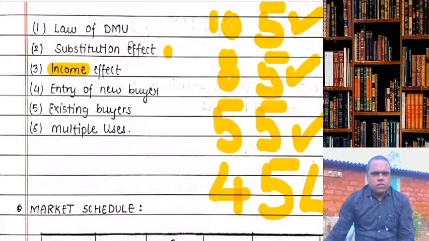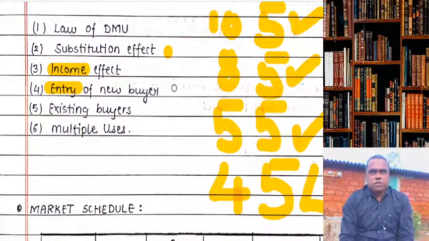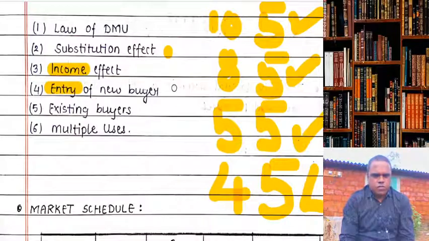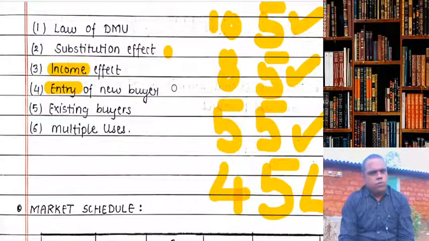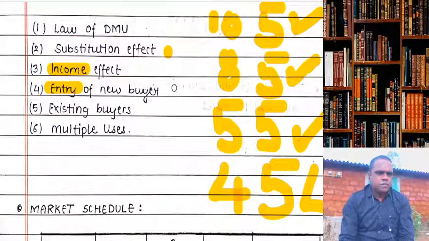Then the next reason, children, why the law of demand works is the entry of new buyers. Children, just now I was giving an example of internet. People who had never even thought about the internet, today such people are using the internet. Why? Because it has become cheap. There was a time, children, when the mobiles used to be very costly. And the call rate, do you know, was 16 to 17 rupees per minute. Now you just recharge and keep talking.